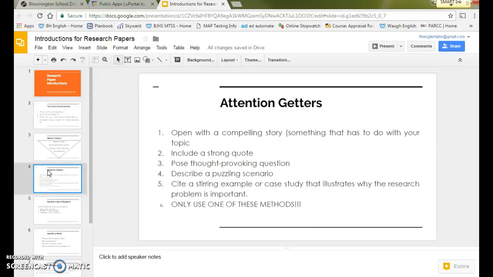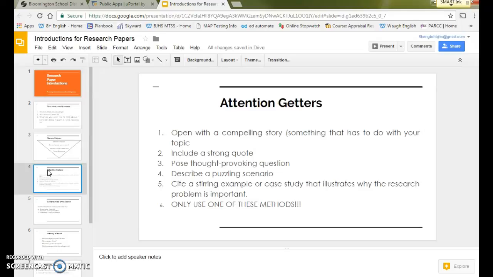Your attention getters can be one of many things. You can start with a compelling story, something that's interesting that has to do with your topic. Maybe a story that happened to you. Maybe a story you've read in a newspaper. Maybe some sort of funny story that you've heard at some point. But a story is sometimes a good way to get your reader's attention and get them interested in what you're going to be reading. You can also include a quote.